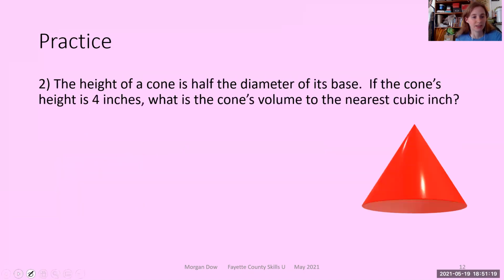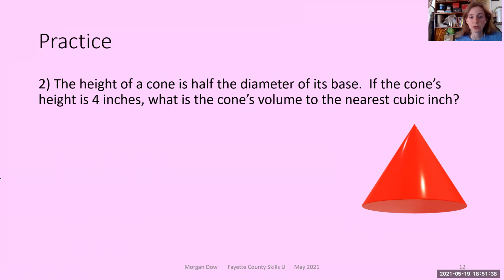Okay, let's try another one here. The height of a cone is half the diameter of its base. If the cone's height is 4 inches, what is the cone's volume to the nearest cubic inch? Okay.